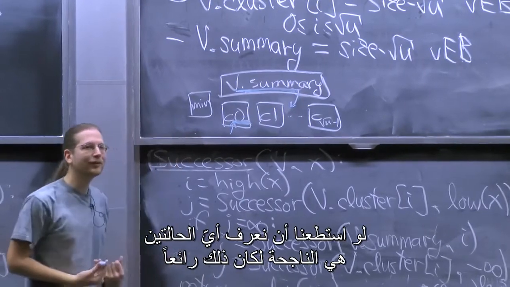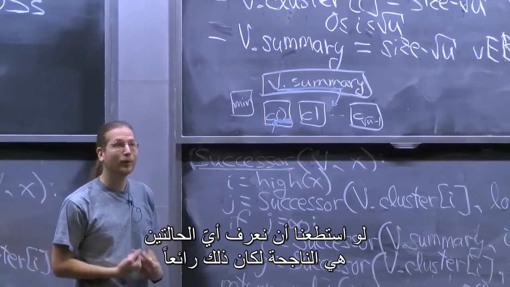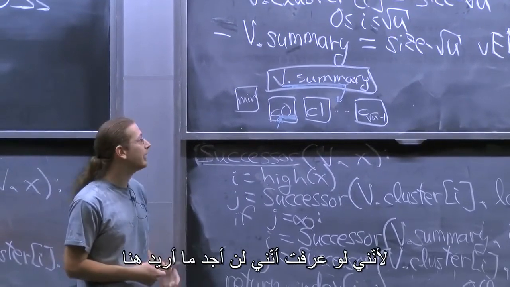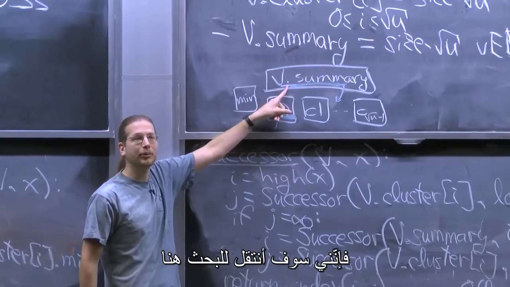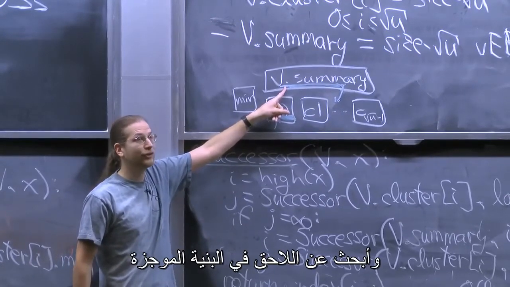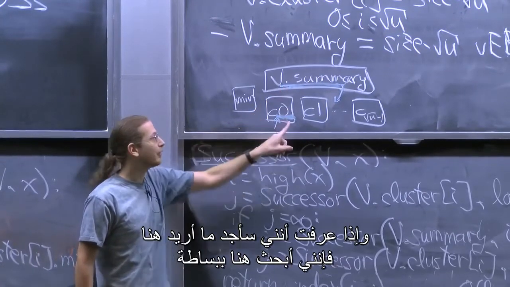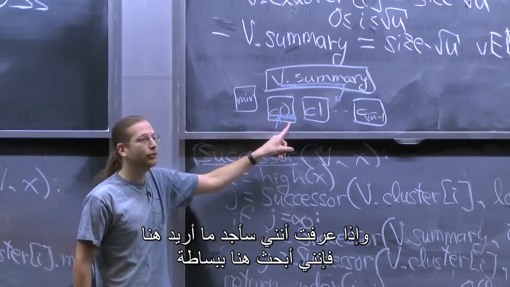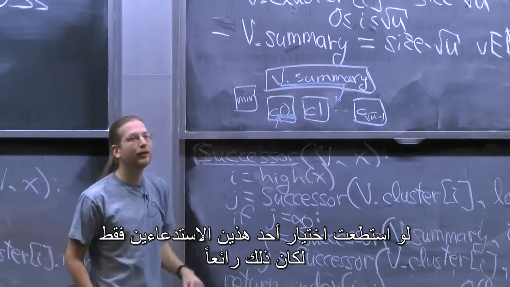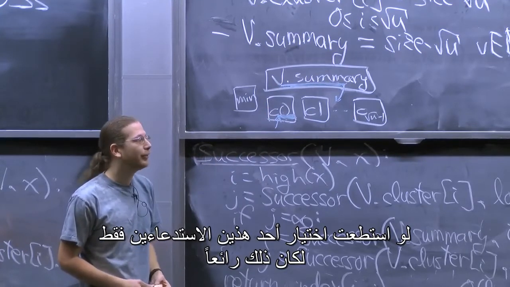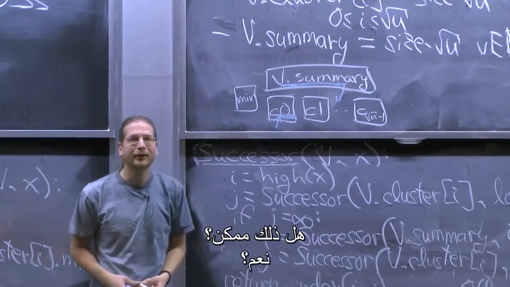What would be really nice is if I could tell ahead of time which one is going to succeed. Because then if I know this is not going to find anything, I might as well just go immediately up here and look at the successor in the summary structure. If I know I'm going to find something here, I'll just do the successor here, and I'm done. If I could just get away with one or the other of these calls, not both, I'd be very happy. How could I tell that?